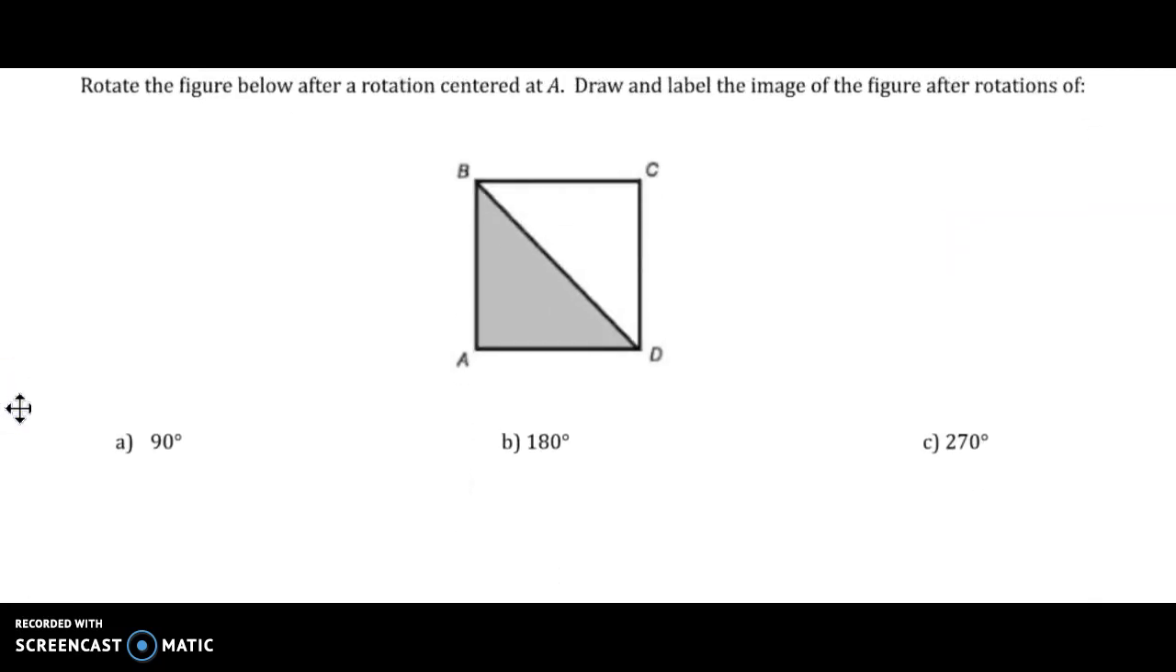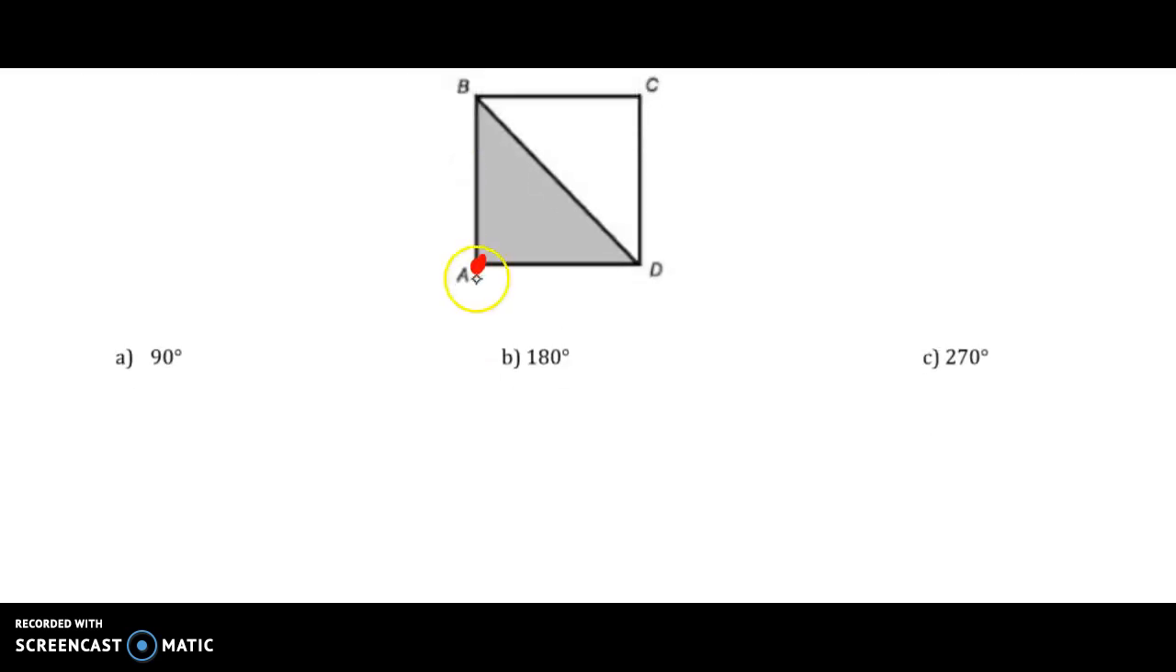So let's take a look. Rotate the figure below after a rotation centered at A. Draw and label the image of the figure after the rotations, and they give you the rotation. Since we have a square here, we will basically be making things that are vertical become horizontal and so forth. You can sketch a little quadrant where A is your origin, the point that you are rotating about.